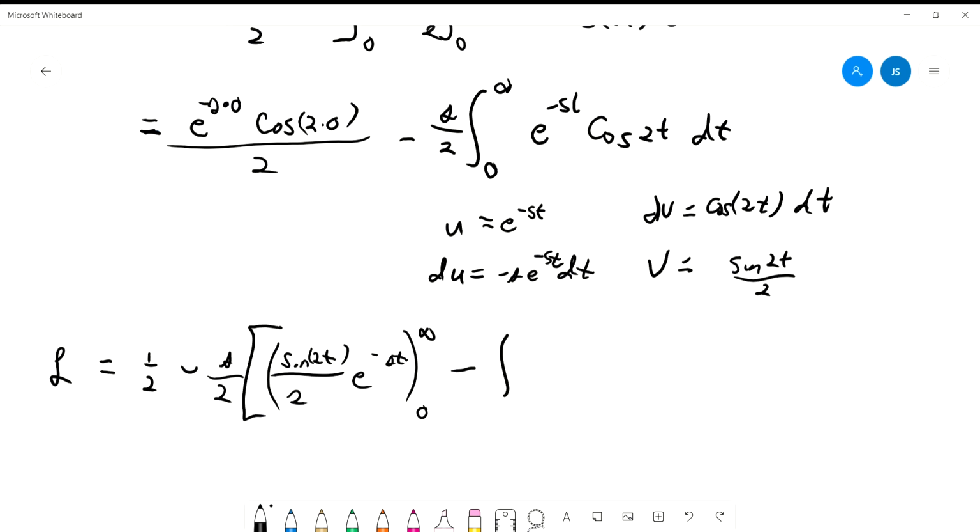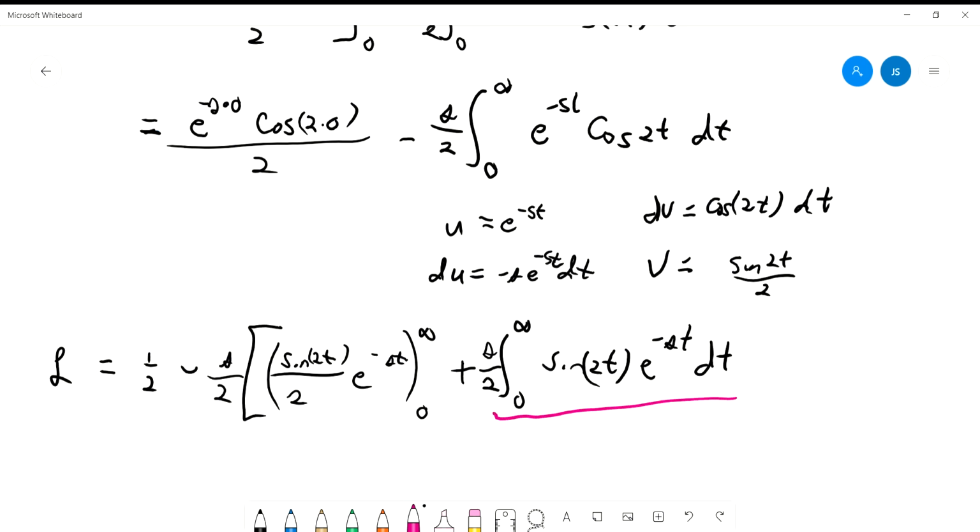So it's going to be the integral from 0 to infinity, minus s over 2, so that we can write that as plus s over 2, sine 2t e to the minus st dt. And this integral is our Laplace transform again. The one with this integral is exactly what we're searching for. So we're going to solve for it algebraically now.